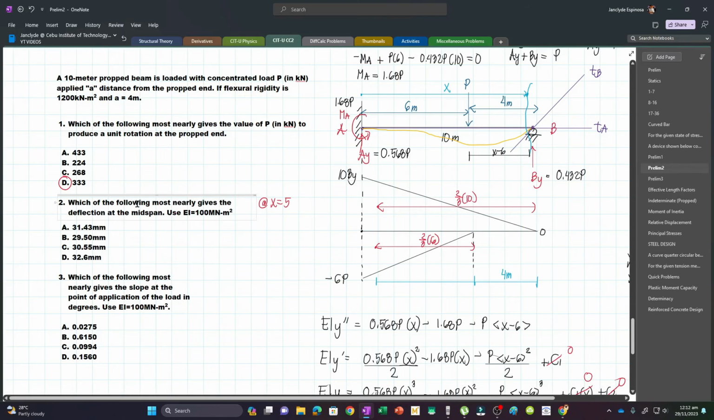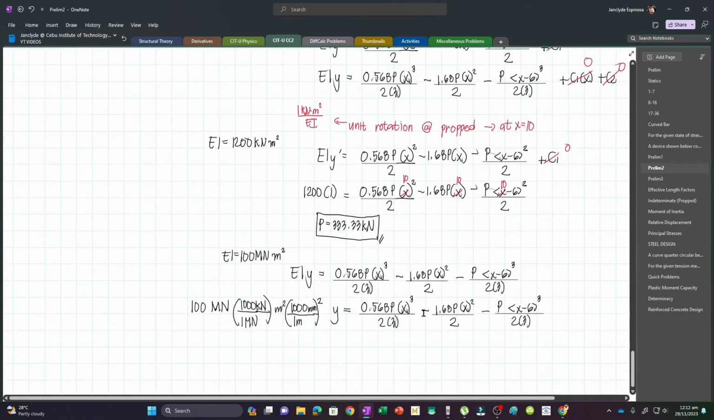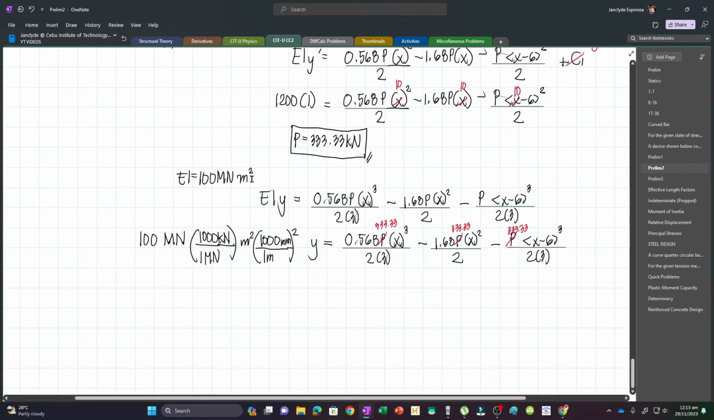Now, most likely, ang atong p gamiton diri, kay using ang atong na-solve nga value diri sa number 1. Again, ang atong nakuha, kanimang 333.33. And so, kani siyang p na to, ilista na to sa kani nga value. And so, kani siya, may mong 333.33, kani pod, and also kani. And so, now, let's try to solve for the deflection.